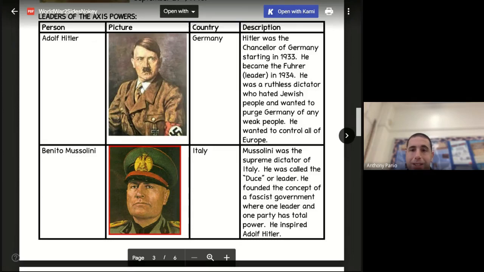Okay, so anyone who is not basically a white guy who had blonde hair and blue eyes, he wanted to get rid of. He thought they were a weak and inferior race, where a place like the United States, there's a lot more diversity, not in Germany at this time. And he also wanted to control all of Europe, and some would even say the world.